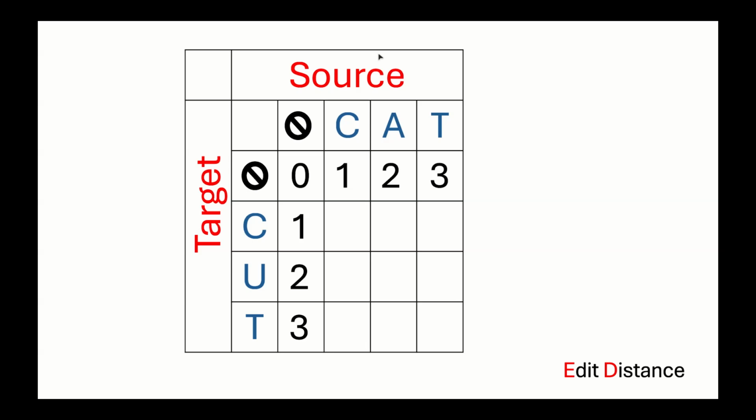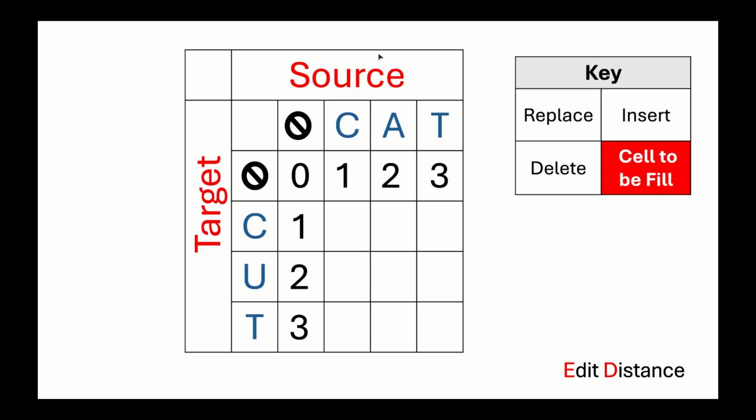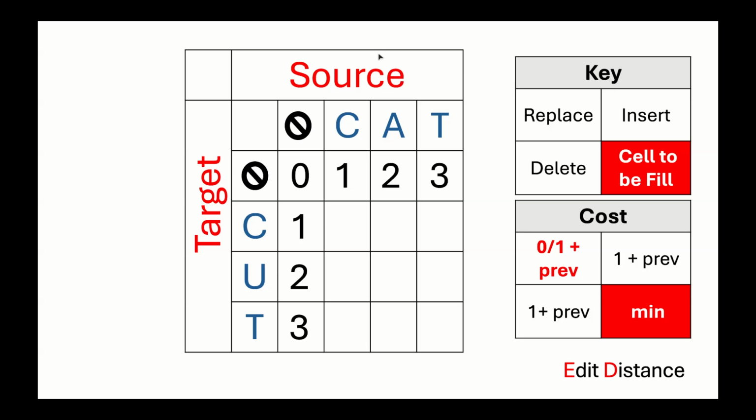To help us see how to fill it in, we will have here 2 helping tables, one with the key and another one with the cost. The first cell is the replacement of C by C. Because both are the same letters, this replacement has a value of 0, plus the previous minimum value cell, which is 0 as well. This gives us a total of 0 in this case.